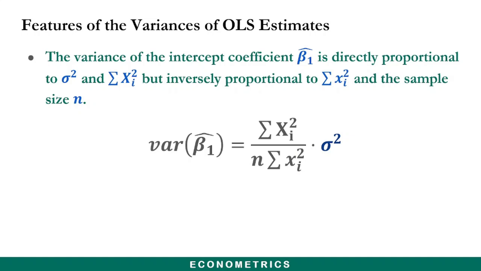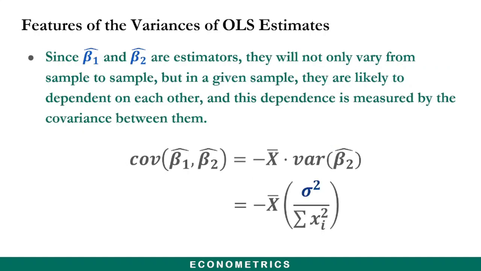So practically, what this means is that if the true variance increases, then the variance of beta 1 hat will also increase, leading to a lower precision in estimating the population parameter beta 1. If the sum of the squared values of x also increases, then the variance of beta 1 hat will also increase. If the sample size n, or the sum of the squared deviations of x, increases, then the variance of beta 1 hat will tend to decrease, resulting in a greater precision in estimating the intercept coefficient beta 1.